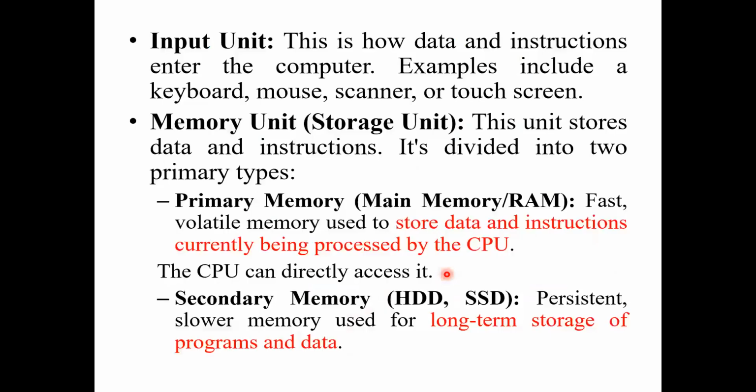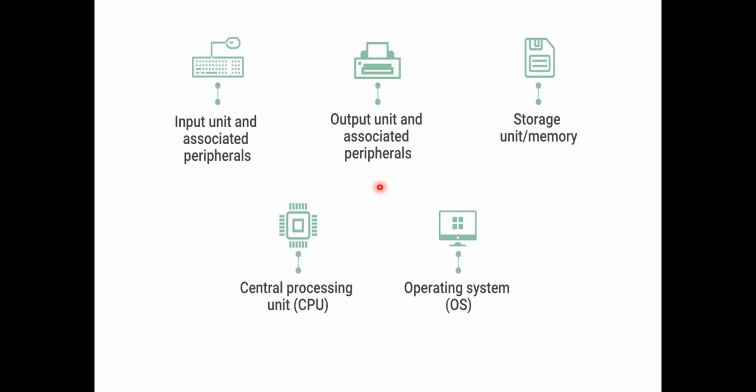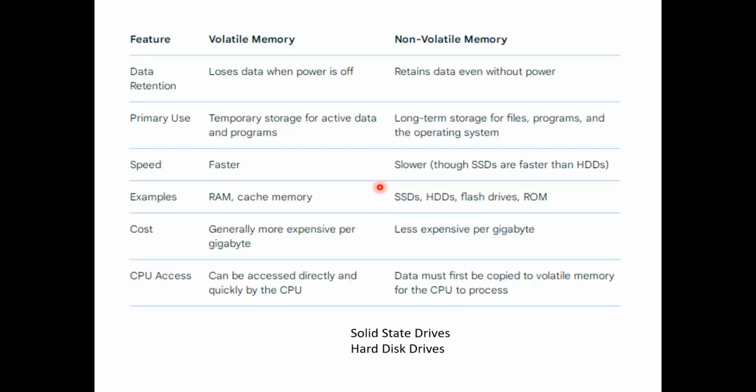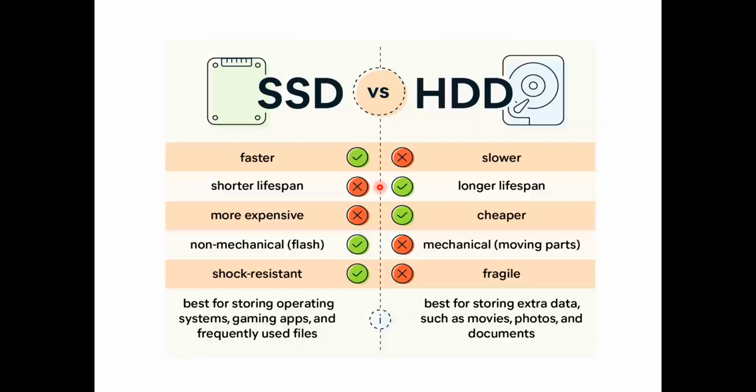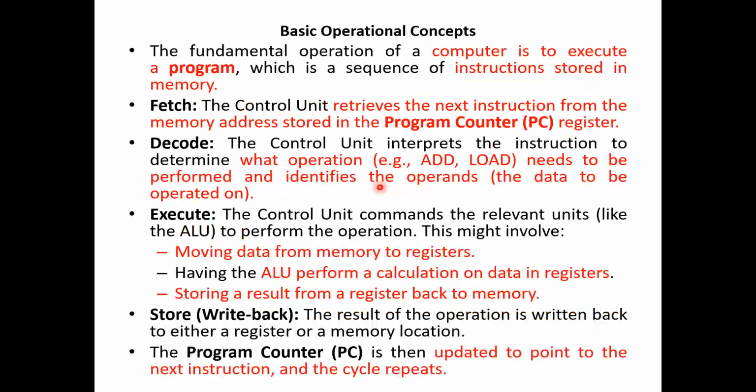So we have seen the basic functional blocks of the CPU. This block diagram represents computer fundamentals. Here we have input, output, and memory, and the whole system we call the CPU. The CPU is a combination of the control unit and the arithmetic logic unit. We have seen what the input unit and memory unit are, the difference between volatile and non-volatile memory, the difference between SSD and HDD, the definition of ALU, the definition of CU (control unit), and the output unit. These are the basic operational concepts.